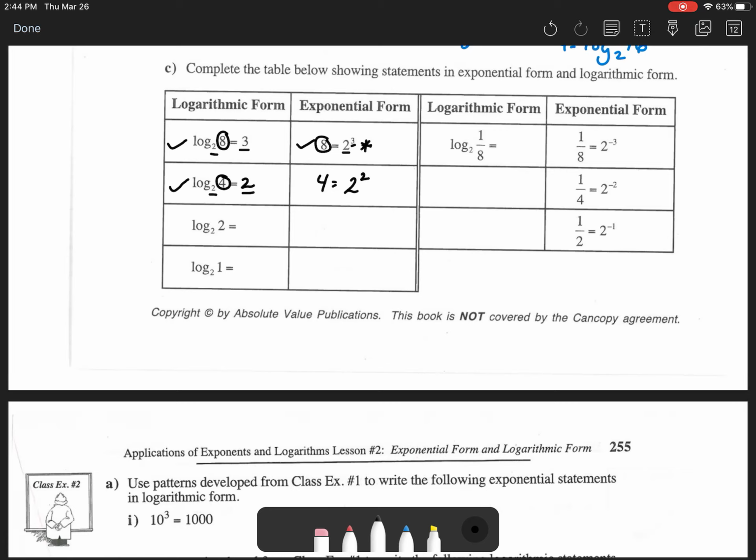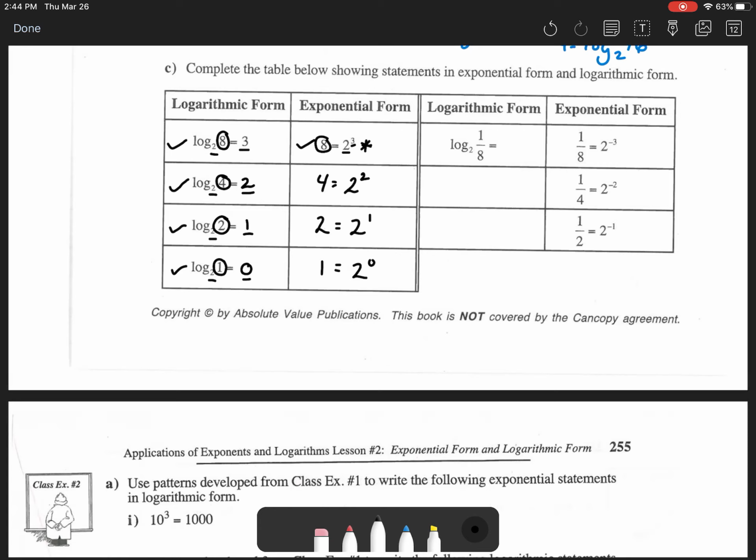Next one right here. Log base 2 of 2 is going to equal 1. How do I know that? Because 2 to the exponent of 1 equals 2. So that's all that I write here. 2 to the exponent of 1 is equal to 2. So 2 is equal to 2 to the exponent of 1. And the last one, log base 2 of 1 will equal 0, because 2 to the exponent of 0 is equal to 1. So 1 is equal to 2 to the exponent of 0.